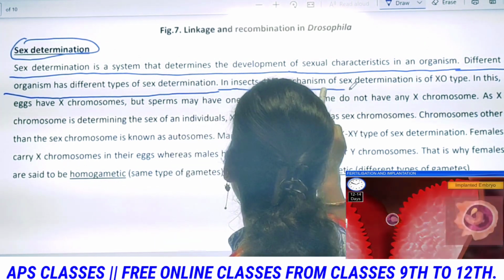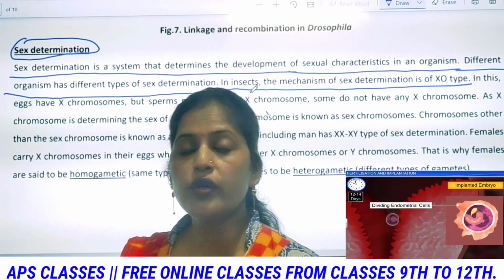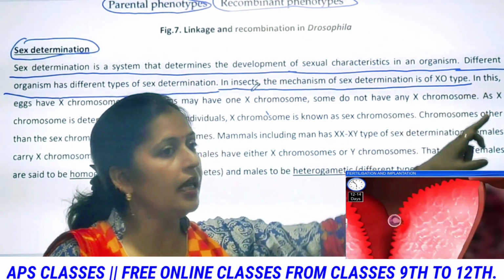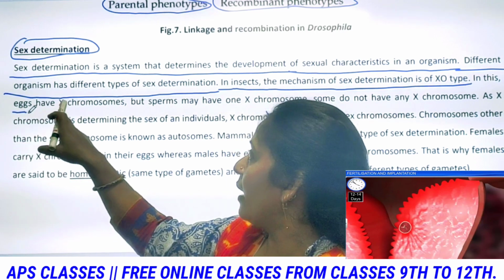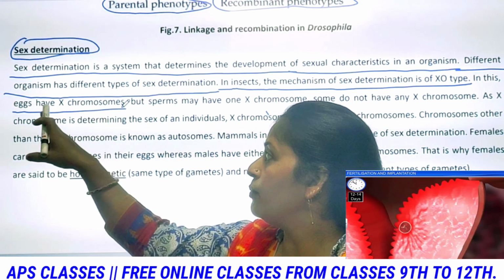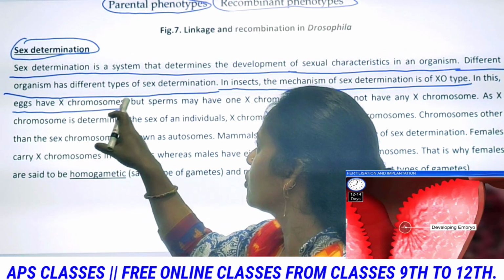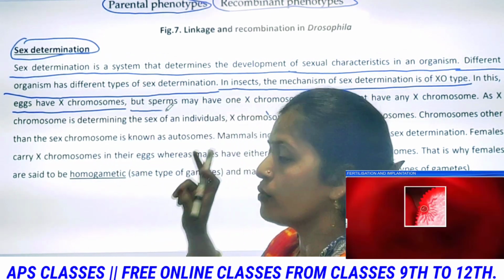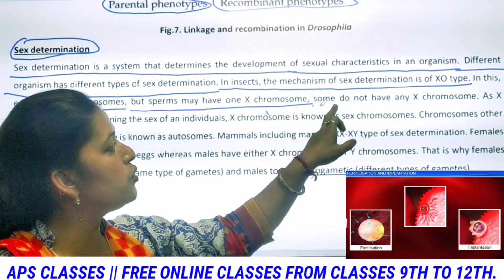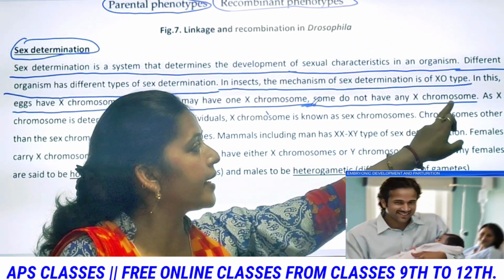In insects, the mechanism of sex determination is of the XO type. In this, eggs have an X chromosome, but sperms may have one X chromosome, while some do not have any X chromosome.